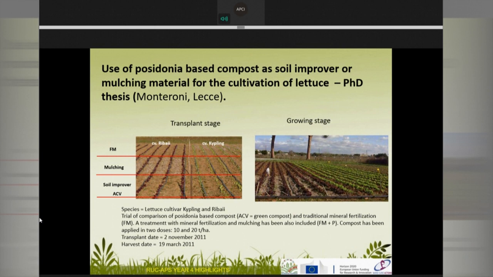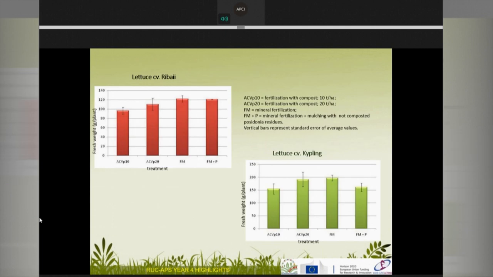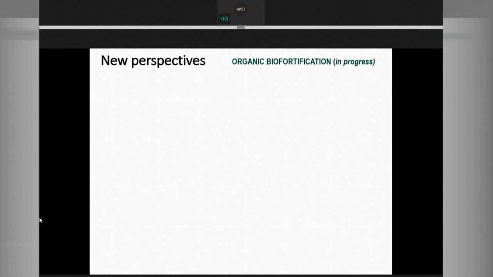And as I promised, this is an open field experimental trial in which we used Posidonia-based compost as soil improver or mulching material compared with mineral fertilization for the cultivation of lettuce. The graphs show that plants fertilized with the highest amount of Posidonia compost, in particular ACVP20, were not differentiated in terms of fresh weight from those fertilized with mineral fertilizer for both lettuce cultivars. Okay, I've quite finished my presentation.